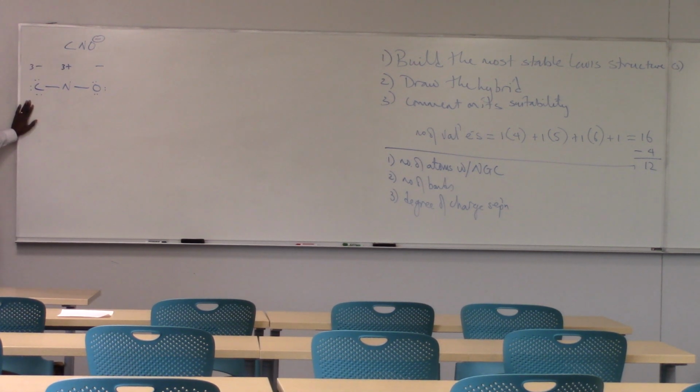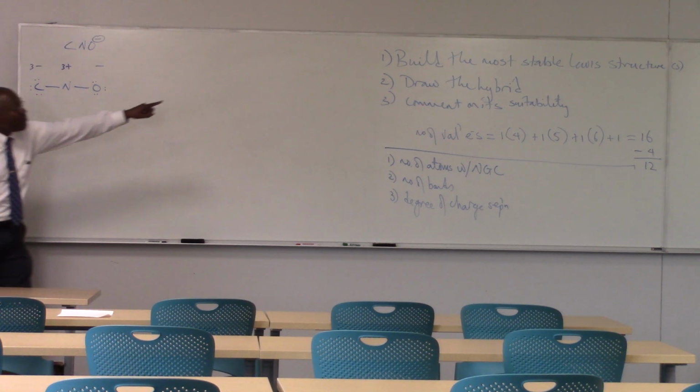If I look at this structure, both the carbon and the O have noble gas configurations. That's a great thing. The nitrogen does not. So immediately this is not a good structure, right? It's not the most stable structure. It's a valid Lewis structure. It's just not the most stable one.